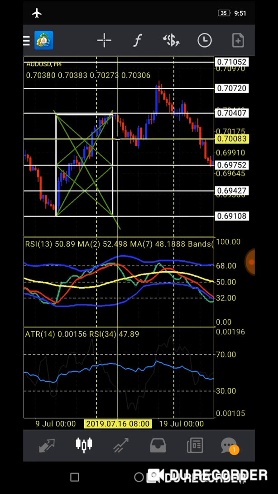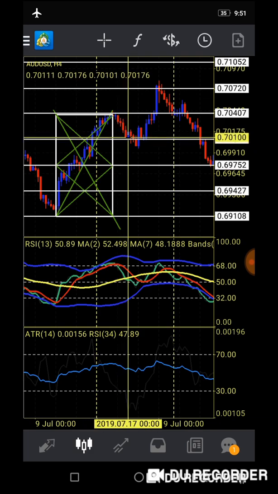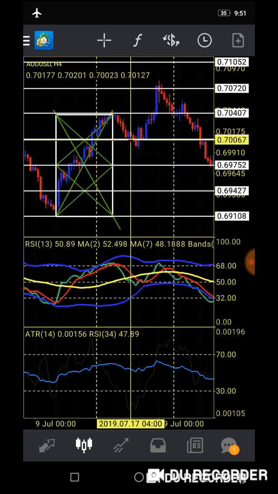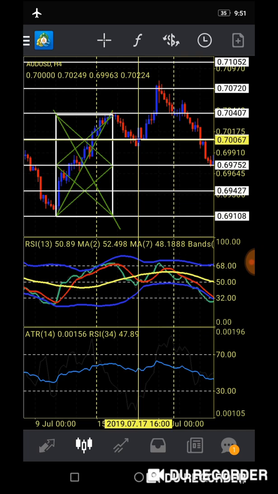70415 to 700. Just do your calculation. You see the number of pips. Now, when it got to this support, it did what? Look at it again.